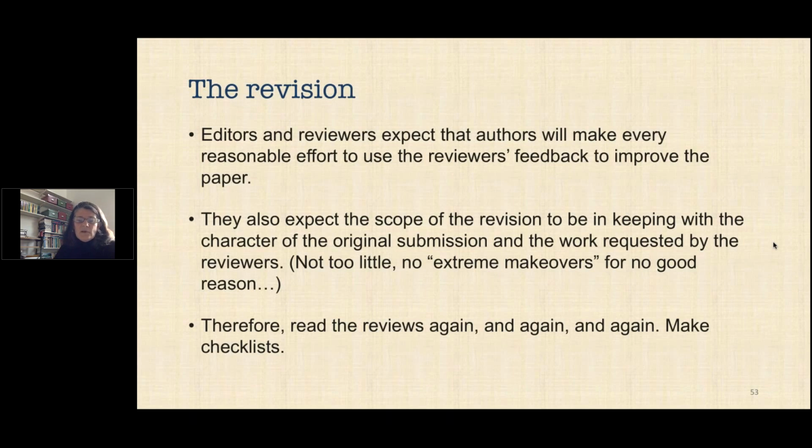So my advice is to read the reviews again and again and again. I find it helpful to make checklists. It's important to be very familiar with what you're being asked to do.